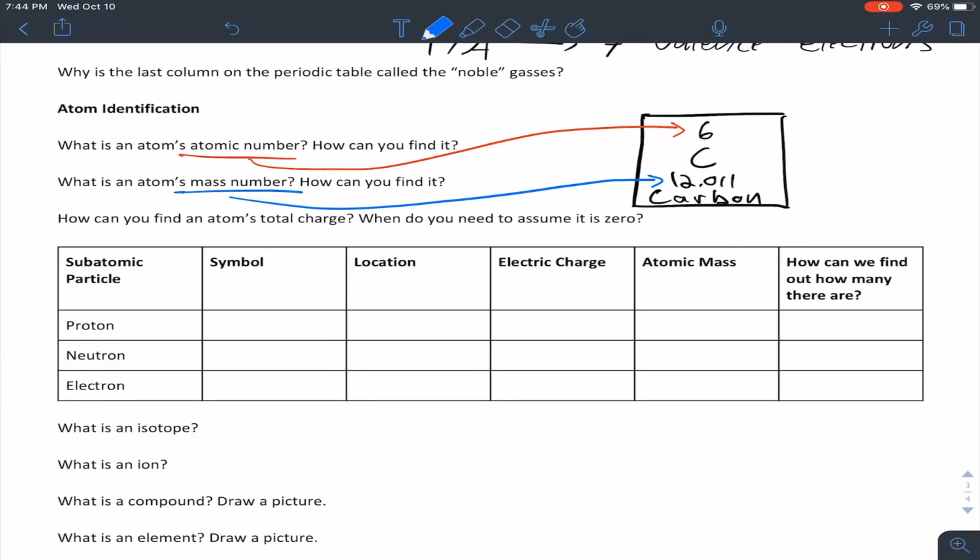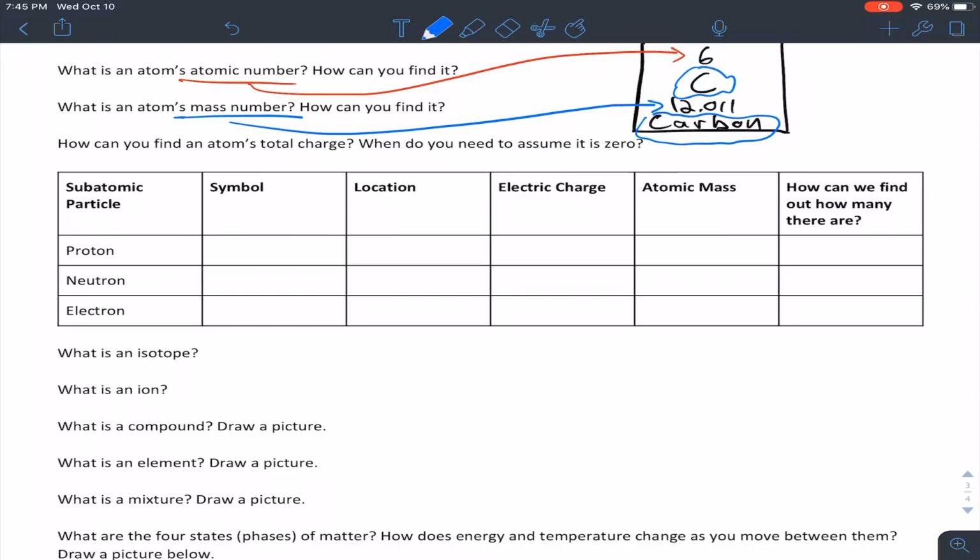Okay, and then we have the C, that's the element symbol, so C for carbon, and then carbon, of course, is the element name. And some tables leave off the name just to make it nice and clean, but ours has it on there, so it's kind of nice.